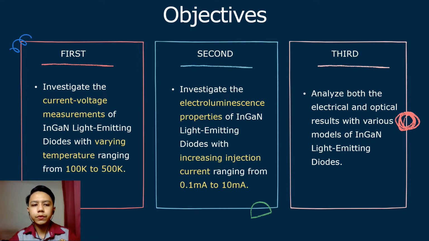Okay, let's see the objectives one by one. The first objective of this FYP is to investigate the current voltage measurement of indium gallium nitride light-emitting diode with varying temperature range from 100 Kelvin to 500 Kelvin. The second objective is to investigate the electroluminescence properties of InGaN light-emitting diode with increasing injection current range from 0.1 milliampere to 10 milliampere. And the last objective of this FYP is to analyze both the electrical and optical result with various models of InGaN light-emitting diode.